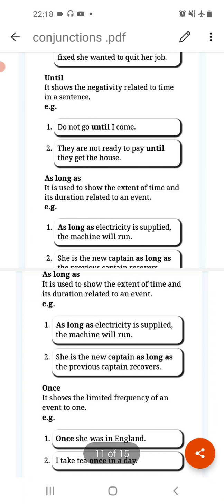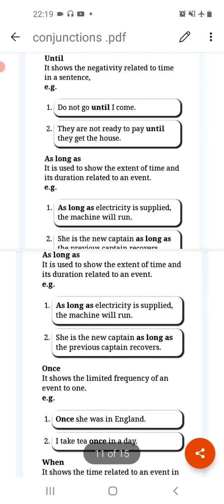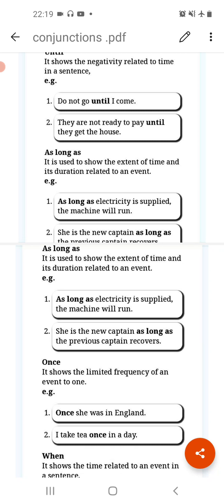Next is until. It shows the negativity related to time in a sentence. So it is also a negative conjunction. It is related to time. Like, do not go until I come. You are using do not, it is negative. They are not ready to pay until they get the house. So this is also negative.